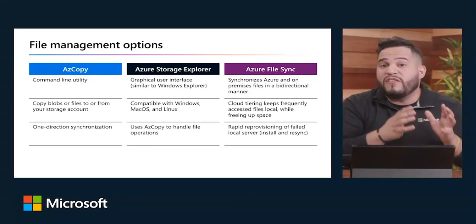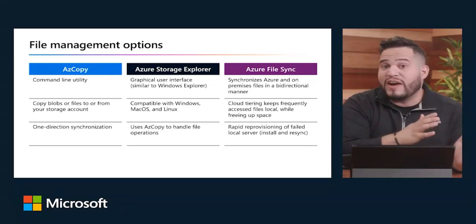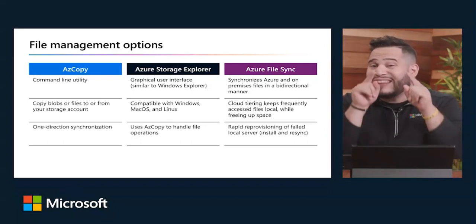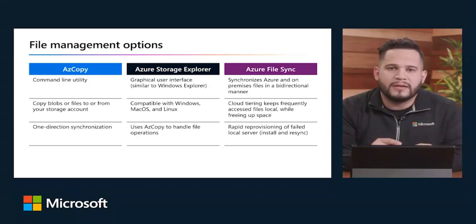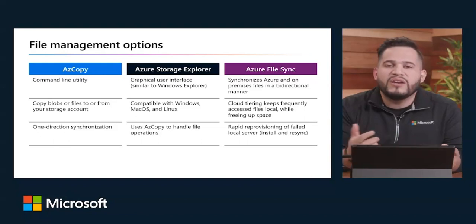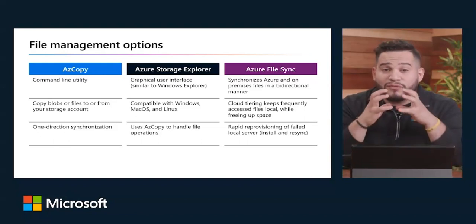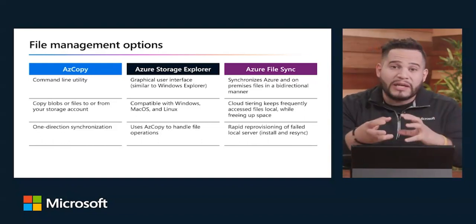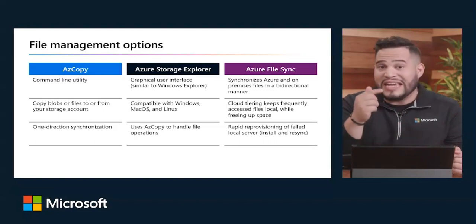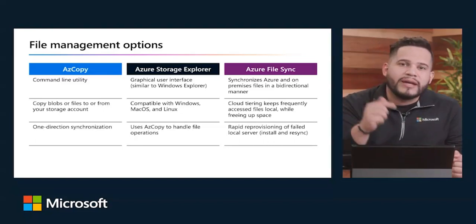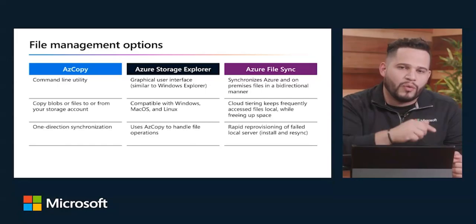You can even replace a failed local server by installing Azure File Sync on a new server in the same data center. And of course, you can configure cloud tiering so the most frequently accessed files are replicated locally, whereas infrequently accessed files are kept in the cloud until requested.